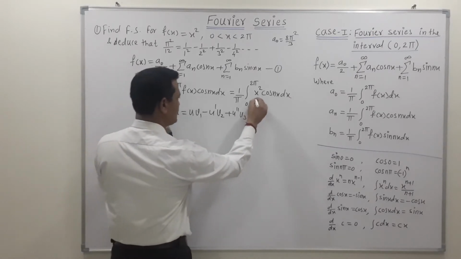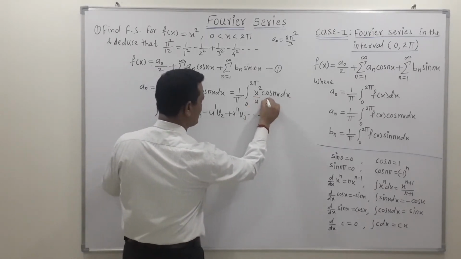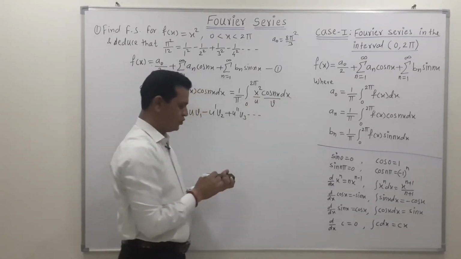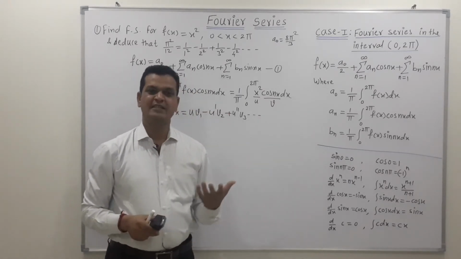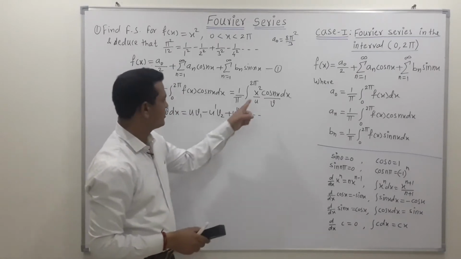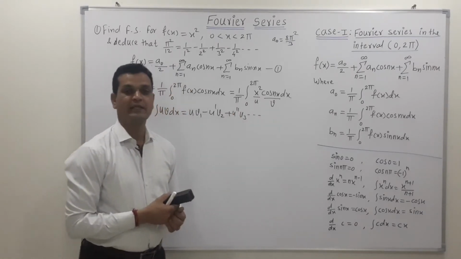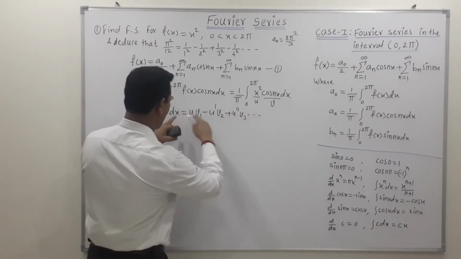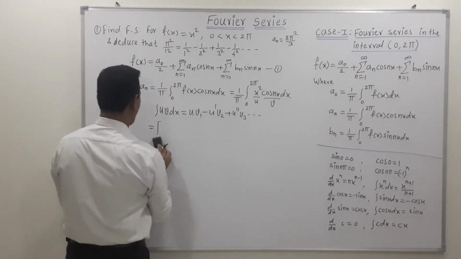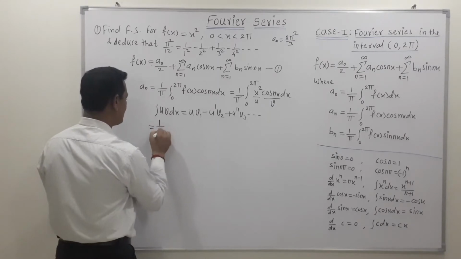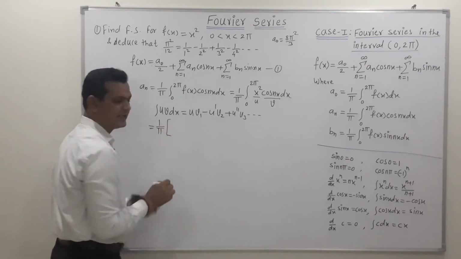If we compare this rule with this term, this is the value of u and this is the value of v. Choose the value of u in such a way that its derivative vanishes as early as possible. So here we choose the value of u as x square. Now apply this rule, so we get 1 upon pi as it is, which is a constant, so 1 upon pi, then integration.